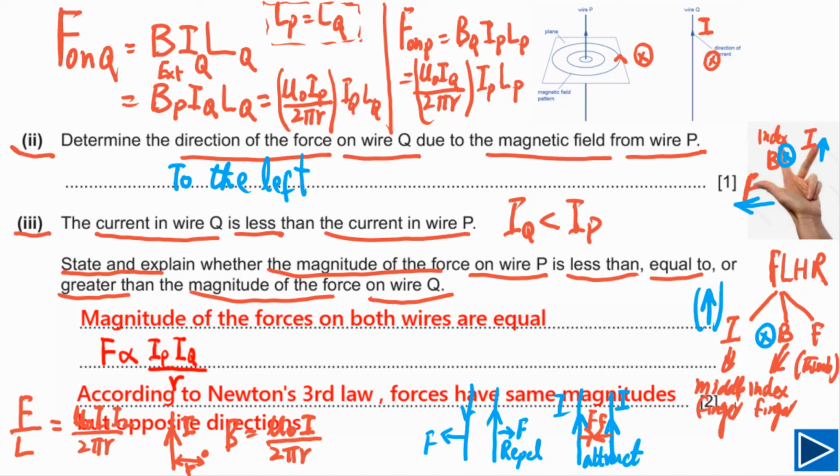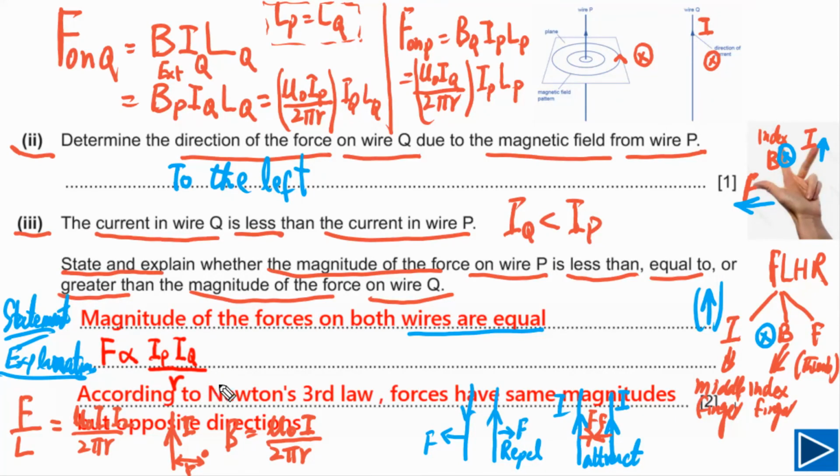You can explain this answer using two different methods. First of all, this is our statement. In our statement, we have said the magnitude of forces on the two wires are equal. You will get 1 mark for this. And second, this is your explanation. We have said force is directly proportional to the product of currents in the two wires. So you will get the second mark.